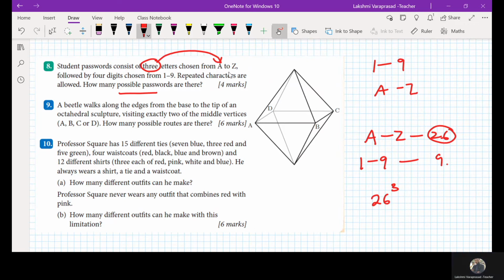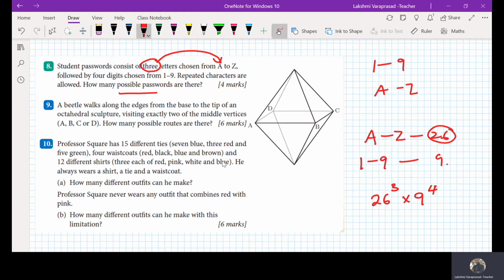And it's followed by 1 to 9. There's a 9. How many ways? 4 numbers we have to select from the numbers 1 to 9. So the total is going to be 26 power 3 into 9 power 4. This is the 8th question.